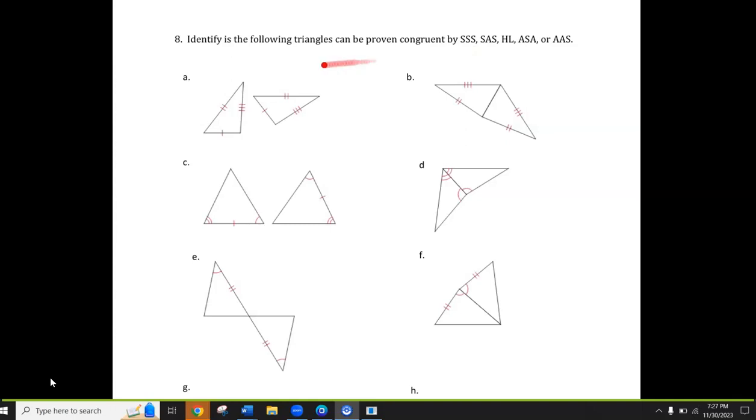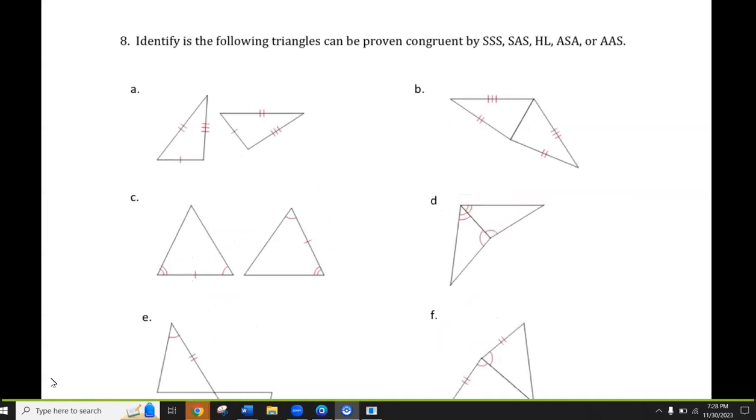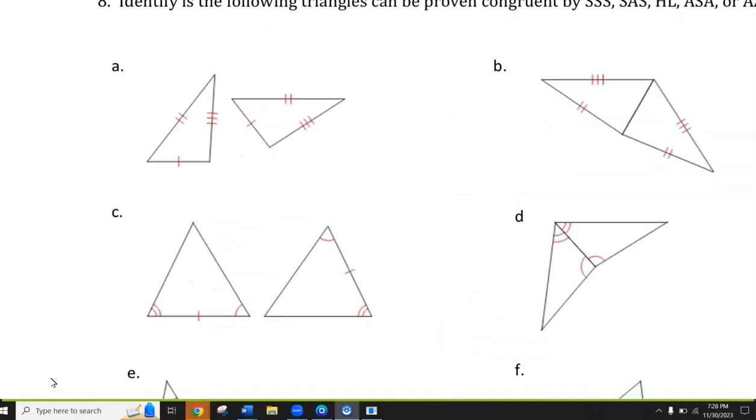But I'm also going to identify a congruency statement and talk about that because that's something that we need practice on. Okay, so with that in mind, I look at the first problem. So this is A. So A, I can see that I have a side here, which is congruent to a side here because of the markings, which is congruent to this side here. So this is going to be side, side, side congruency.